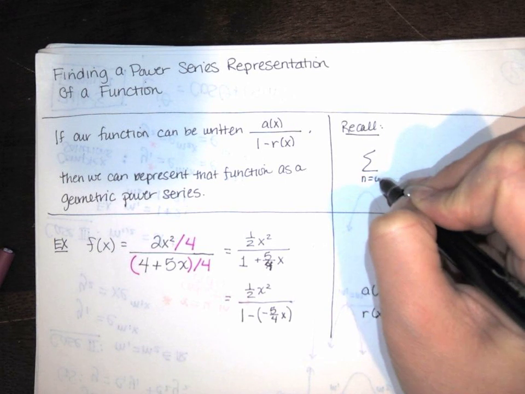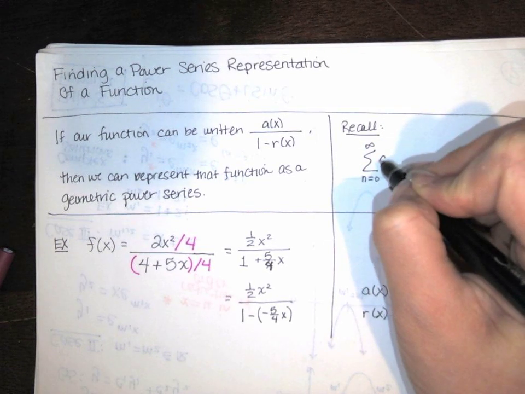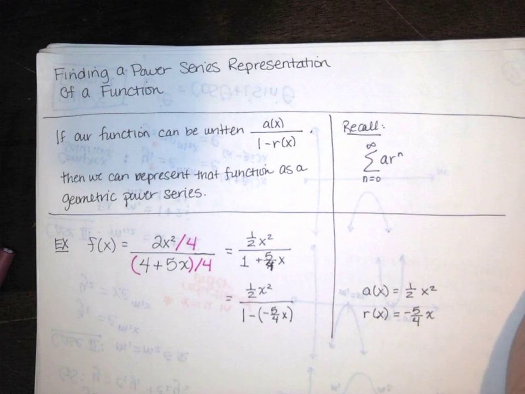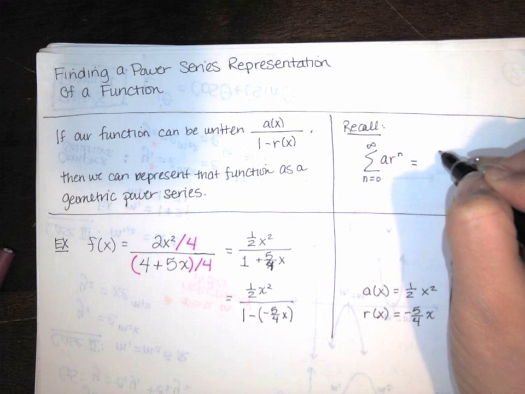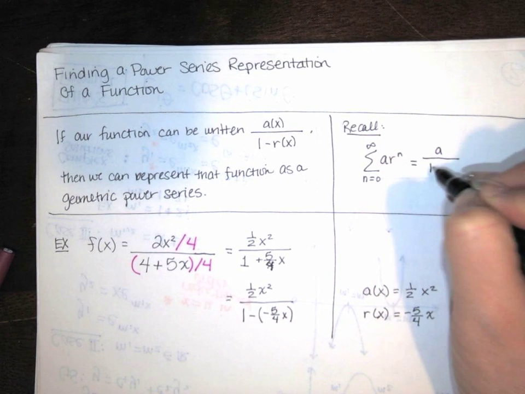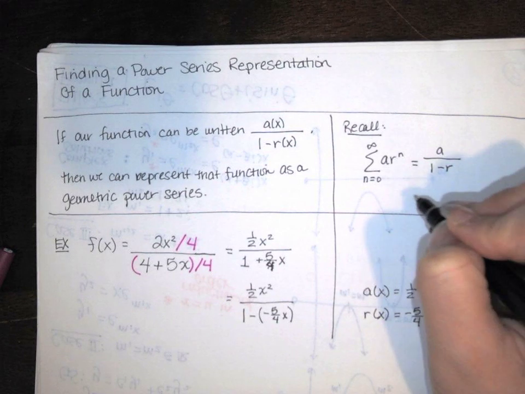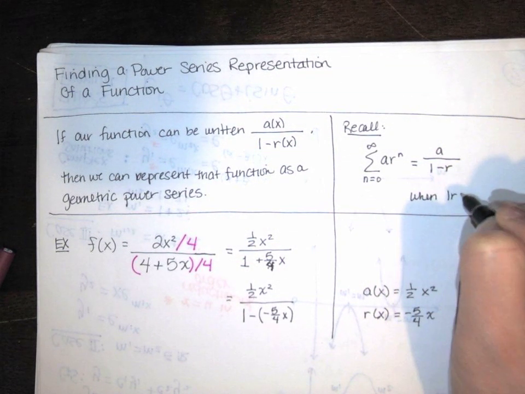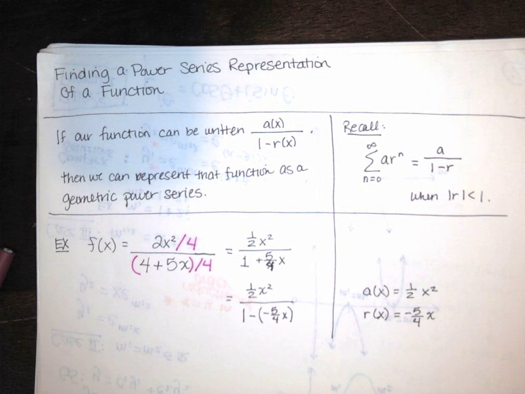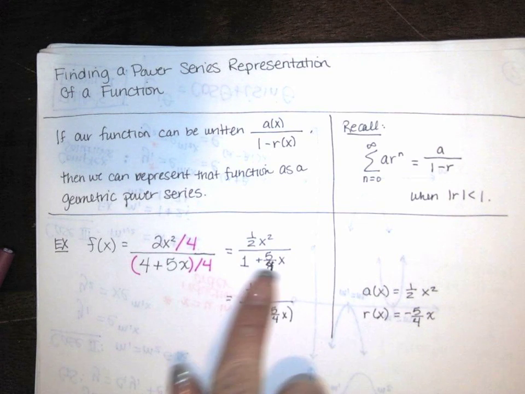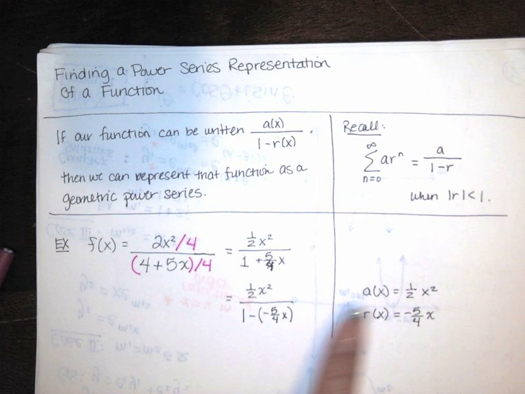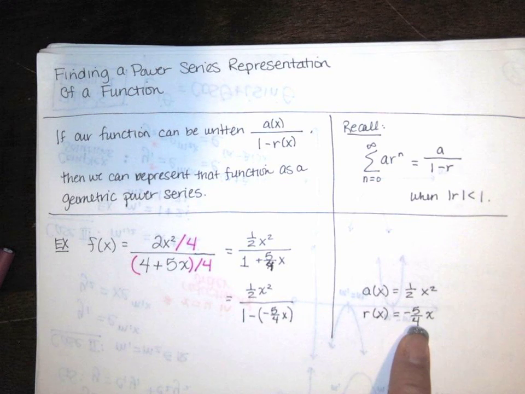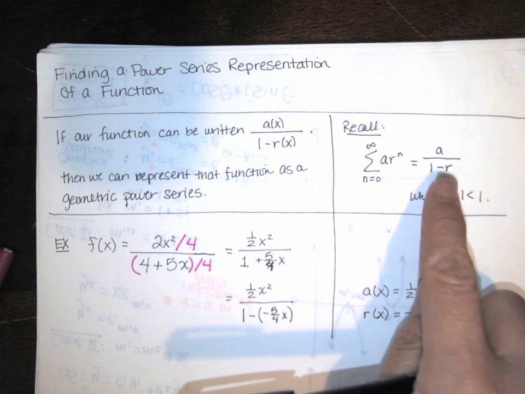If I have the sum as n goes from 0 to infinity of A times R to the n, that converges to A over 1 minus R on the condition that the absolute value of R is less than 1. So when I've written it this way, I can identify A, I can identify R. Once I've done that, I just have to go backwards.